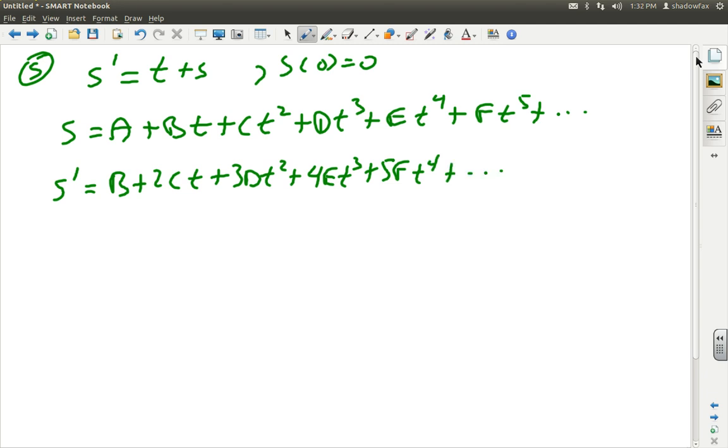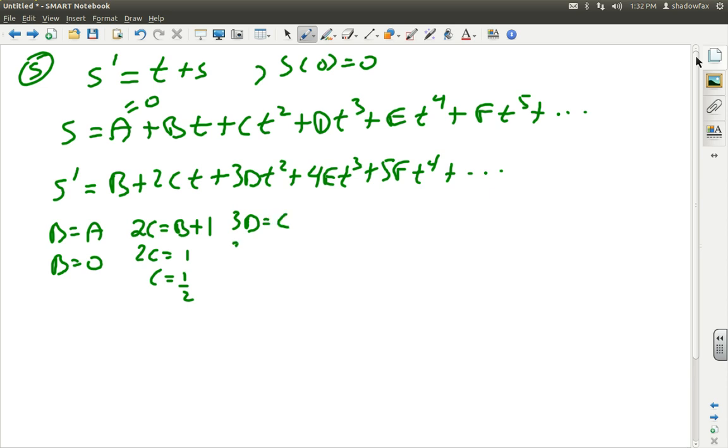Initial conditions makes a equals 0. And then b equals, well, if you add t to s, it only affects the bt term, right? So b is equal to a, so b is 0. Okay. But 2c equals b plus another t, right? bt plus 1t. All right, but b is 0, so 2c is 1, makes c a half. All right. Then 3d, now this, the t squared term doesn't get affected when you add t, right? It's not a like term. So 3d equals c, and c is a half, so d is a sixth.